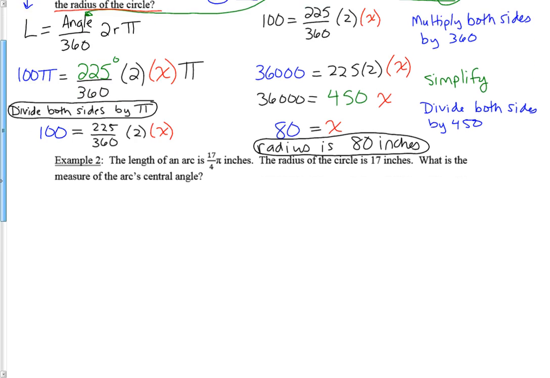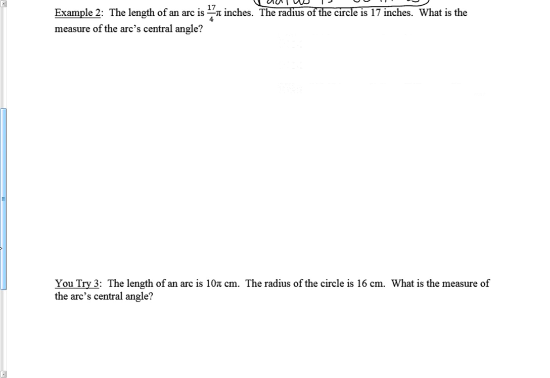Moving on to example 2. For example 2, we've been given the length of the arc, so we're used to that at this point. That's what we started with in our last example. However, in this case, we were given what the radius was, and what we're trying to find is the measure of the arc's central angle. So we're doing the same basic thing, except we're finding an angle instead of a radius.